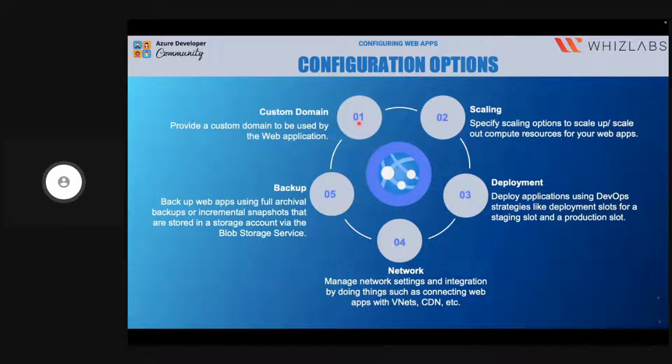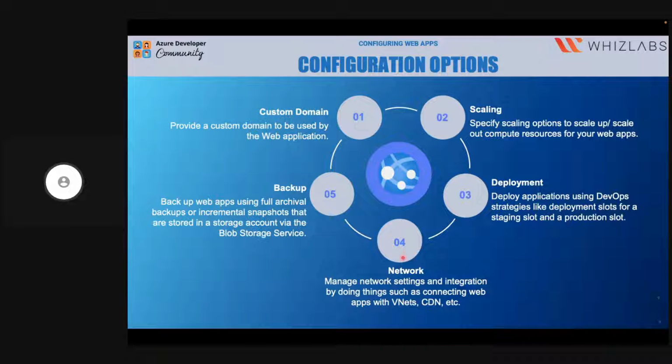So here are some of the features that it provides. You can get scaling options, like you can scale up and scale down your application. You have the deployment options that I showed, like you can do deployment from DevOps, from GitHub, Git, and you can even use the local Git options. So you have different deployment options available.